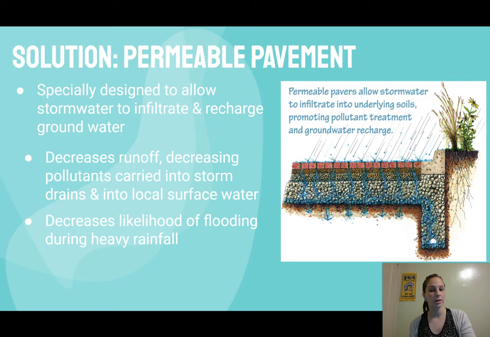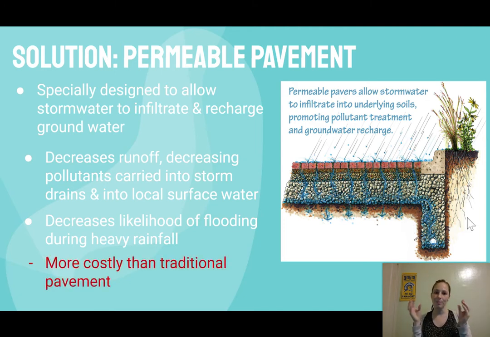It's also going to decrease the likelihood of flooding during heavy rainfall. So you'll get less flooding on the roads because more of it's being able to go into the groundwater. Now, the big downside is the fact that it is way more costly than traditional pavement. So theoretically, if we were to swap all of our roads for this, it would be a ridiculous amount of money. And so most cities feel like it just ends up not being worth it, and taxpayers often don't want to pay for it.